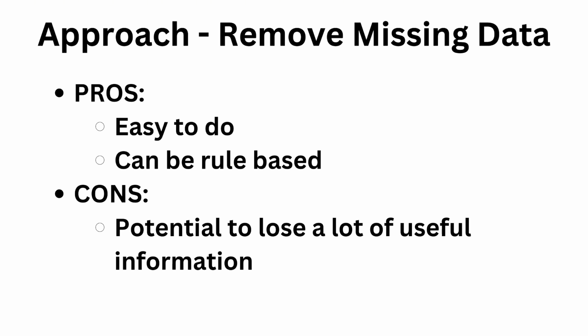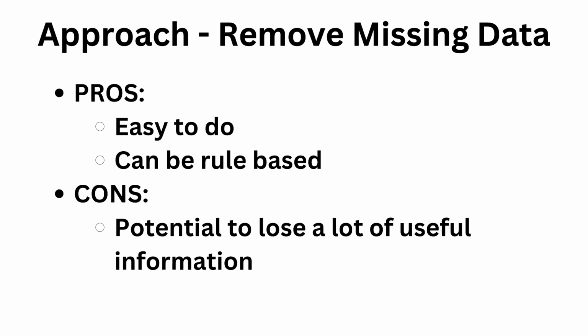The pro to this one is that it's also relatively easy to do. Pandas makes it really easy to either drop a row that's missing some data or drop an entire column or feature that happens to be missing a lot of data points. And what's also nice about this is with Pandas, you can base this on rules. For example, you could drop a row that's missing 2 data points or 3 data points or 4 data points, etc. So what are the cons here?